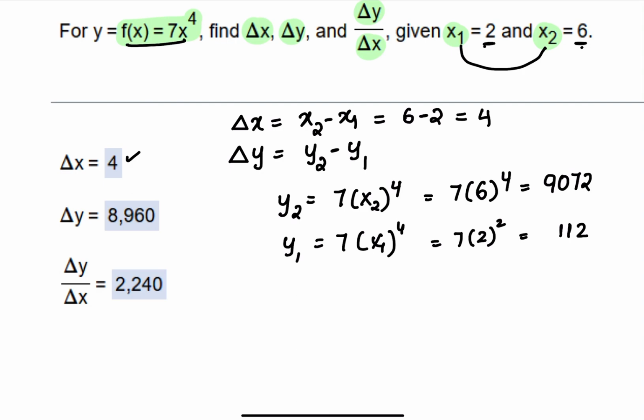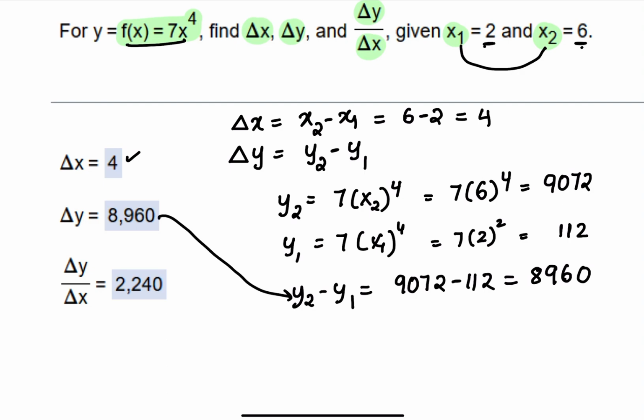And what's the difference between y2 minus y1? The difference in y. Subtract one from the other, and I end up with 8960. I want you to pause and take a look, plug it into your calculator to see if they match. And they do. So keep it very simple. When they're asking for the difference in y, I simply plug in my x values to get that respective function value and find the difference.